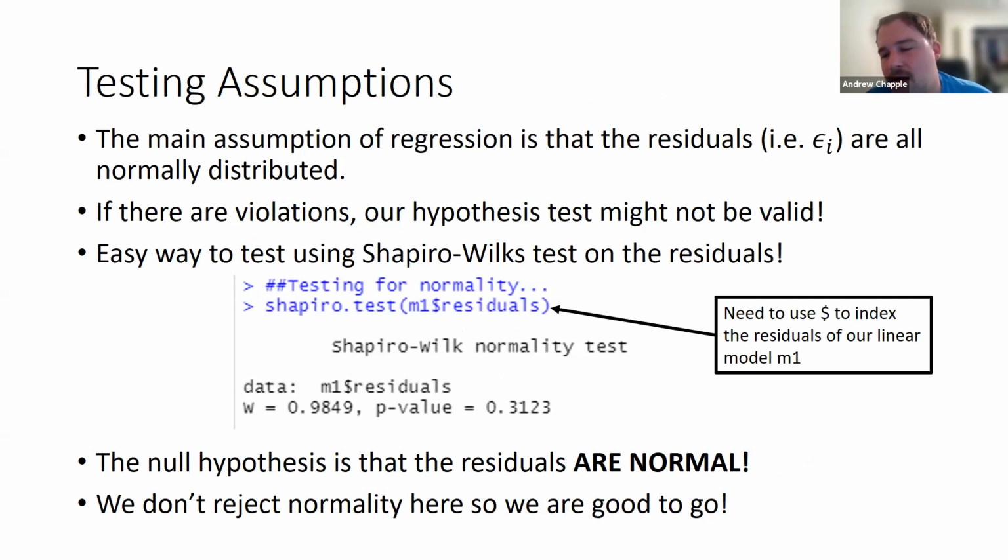One of the assumptions here is that the data is normally distributed. I can actually test this pretty easily by using the Shapiro-Wilk test. So the Shapiro-Wilk test assumes your data is normal. So if you reject the null, that means your residuals are non-normal. All you have to do is use shapiro.test. You're going to wrap the residuals in it.